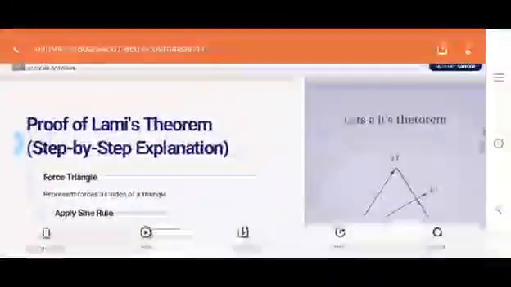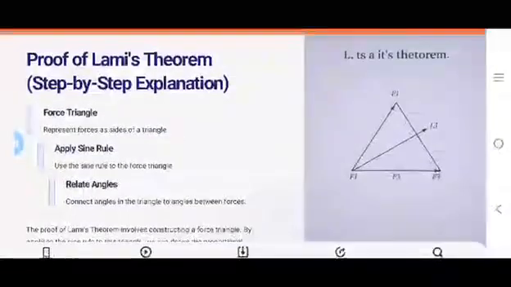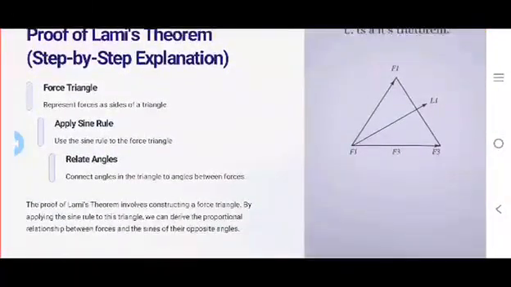Proofs of Lami's theorem. Force triangles represent forces as sides of a triangle. Apply sine rules: use the sine rule on the force triangle. Relate angles: connect angles in the triangle to angles between forces. The proof of Lami's theorem involves constructing a force triangle and applying the sine rule to it. We can derive the proportional relationship between forces and the sines of their opposite angles.